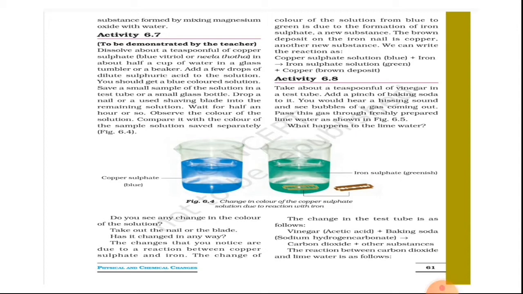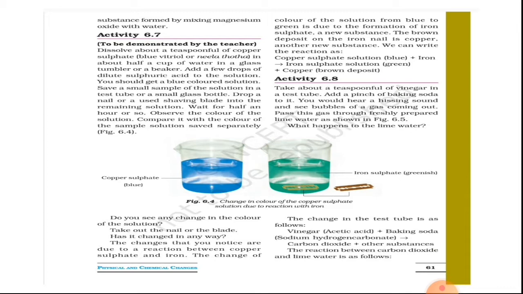Hi students, in this video I am going to explain about activity 6.8. In this activity we are going to see the reaction between vinegar and baking soda. In the previous class you already studied the nature of both substances. Vinegar means acetic acid, and it is acidic in nature, and baking soda, that is sodium hydrogen carbonate, is basic in nature.